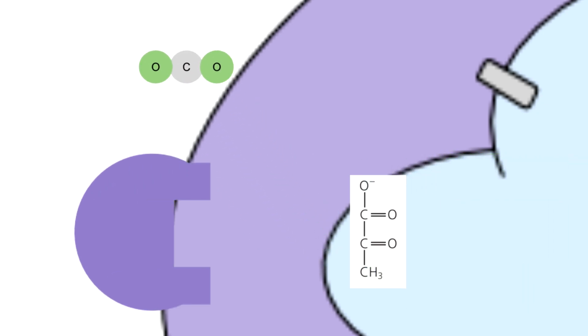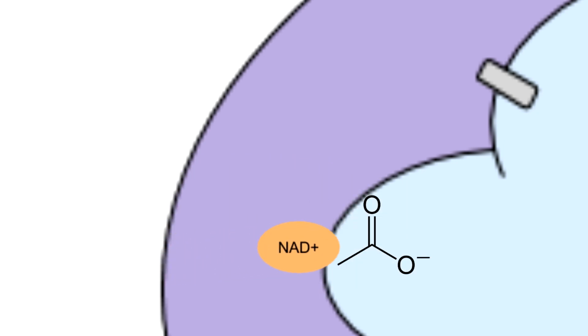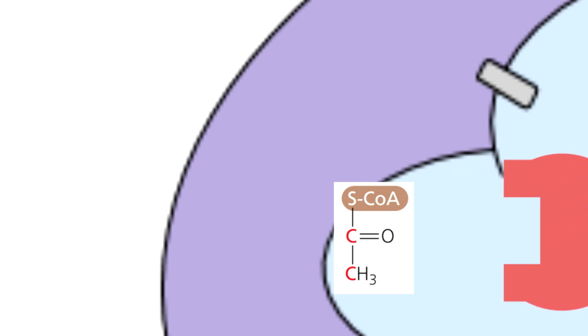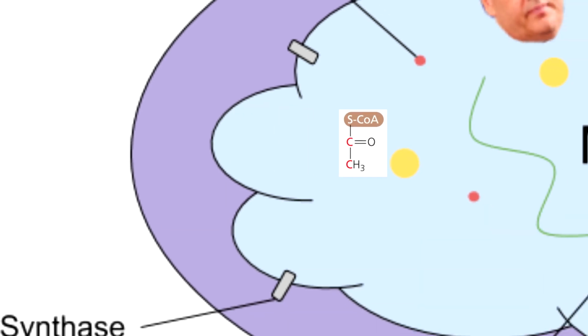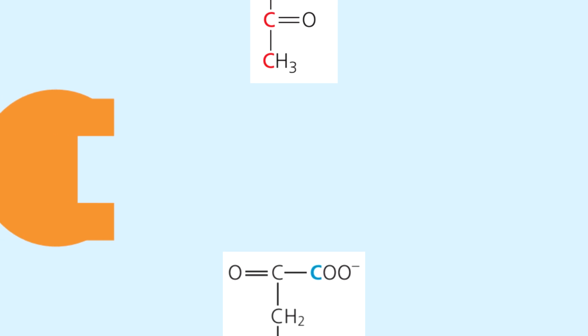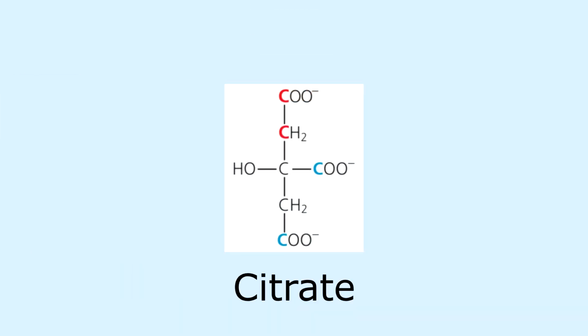The fragment remaining is oxidized into acetate, and the electrons are transferred to NAD+, producing NADH. Finally, coenzyme A, which is a sulfur-containing compound, is attached to the acetate, forming acetyl coenzyme A, or acetyl-CoA. This molecule continues on to the citric acid cycle. Acetyl-CoA adds its acetyl group to the oxaloacetate using citrate synthase.